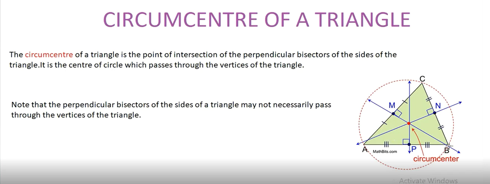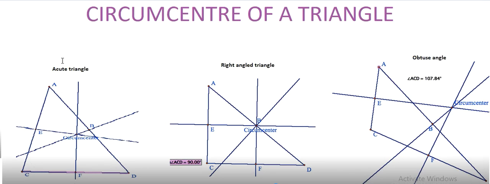Here, this perpendicular bisector also does not pass through the vertex B, and the perpendicular bisector of BC does not pass through the vertex A. So, in some cases it may pass, but in some other cases it may not pass through the vertices of the triangle. Now, consider the acute triangle, right angled triangle, and the obtuse angled triangle. What will be the circumcenter of these triangles?